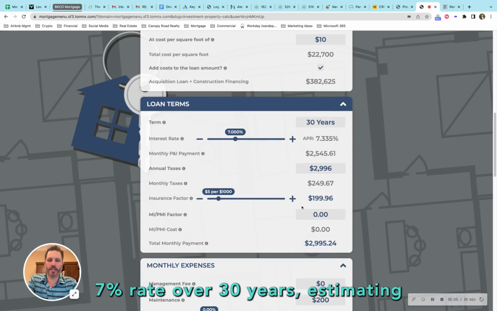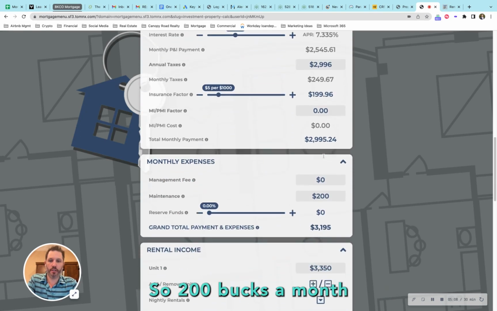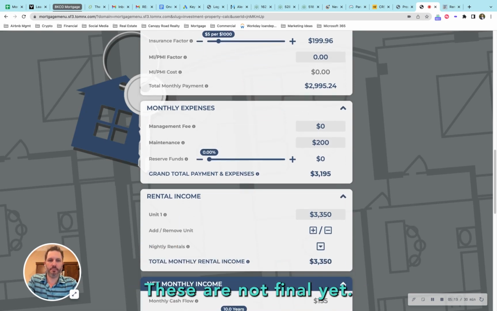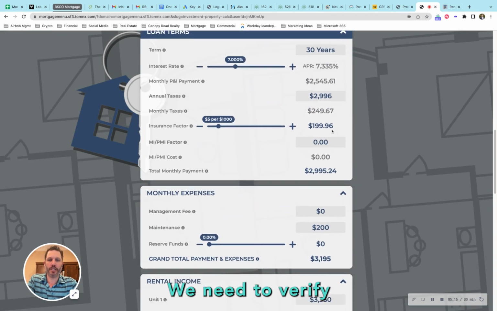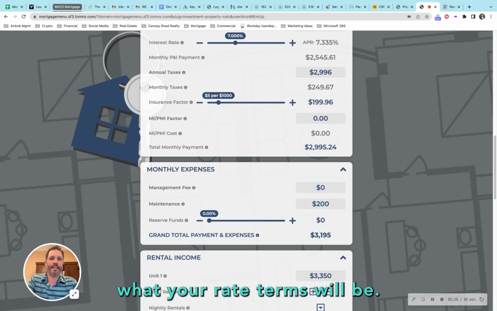7% rate over 30 years, estimating $5 per thousand on insurance, so $200 a month. Our payments are around $3,000 a month, estimating, right? These are not final yet. We need to verify other things like actual insurance, and once you do complete your application, what your rate terms will be.